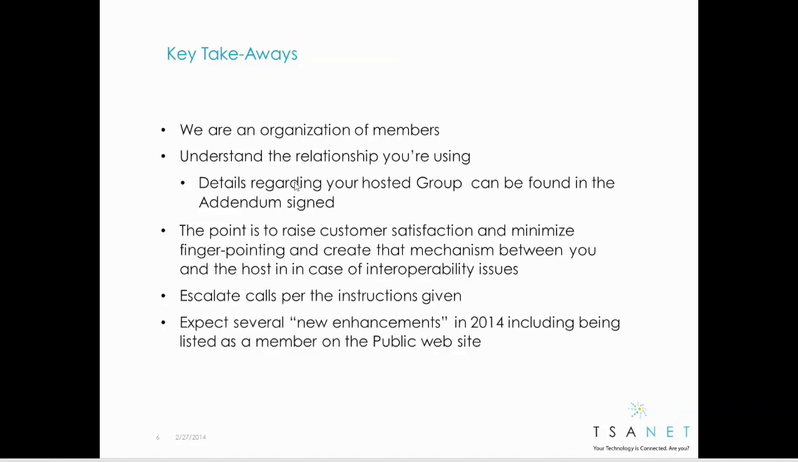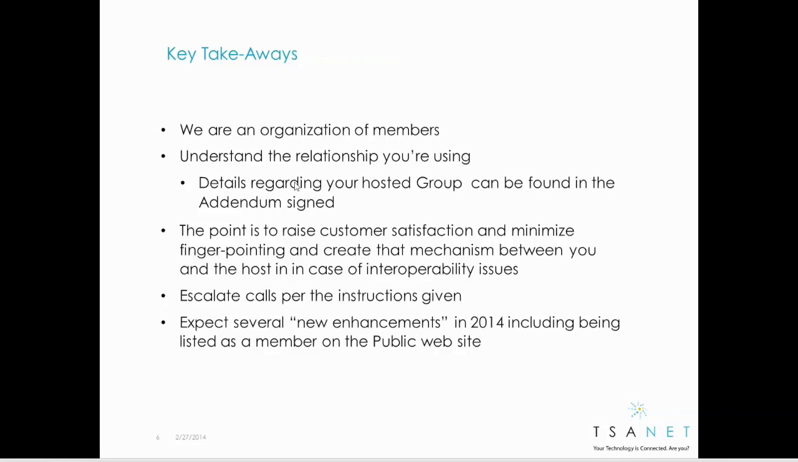Details regarding your hosted group. I can't go in for confidentiality reasons and talk about all the different hosted groups that are there. But when you signed up to TSANet, or you can contact me directly, I can send you the addendum that has the support elements of that group that you signed up into.